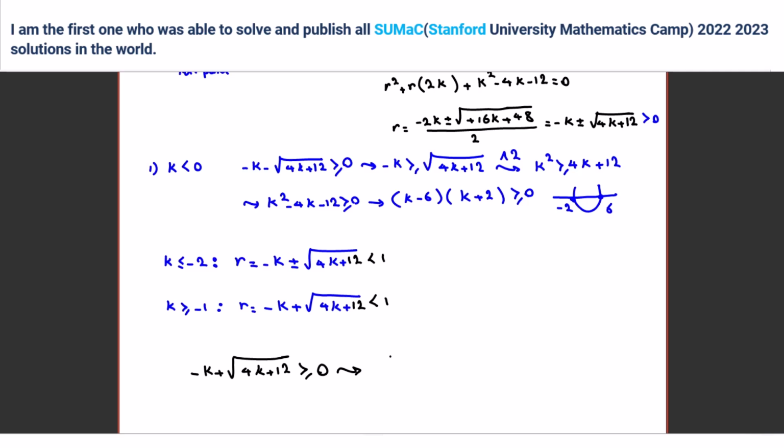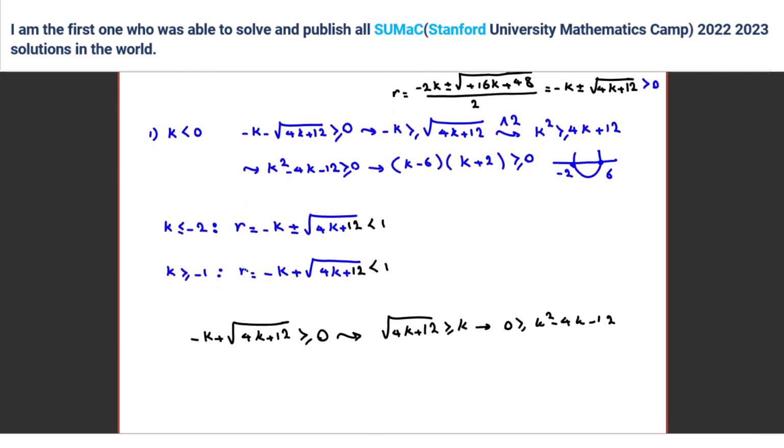Okay, if we check here, the square root of 4k plus 12 is greater than or equal to k. So if you raise to the power of 2, then 0 is at least k squared minus 4k minus 12. So when k, because we said k is at least -1, right? Yeah. Okay, for k at least -1, because it opens up, it should be between the roots, right? -2 and 6. So we should consider which numbers?